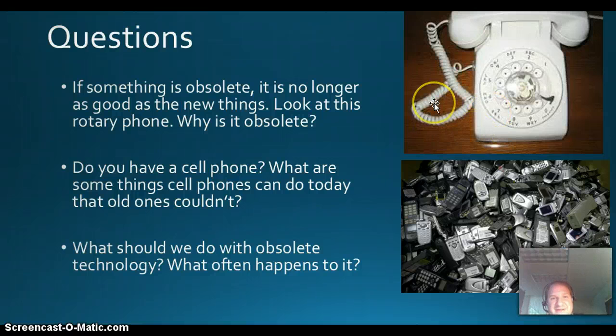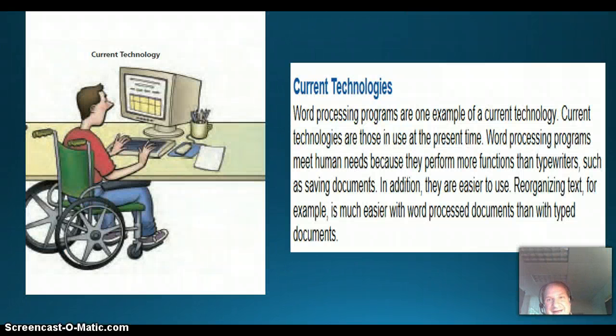And so something's obsolete. We don't use it anymore. Check out these rotary phones. Your old cell phone, obsolete. What you do with it, that's what we'll discuss in live class. That'll be one of your questions too.